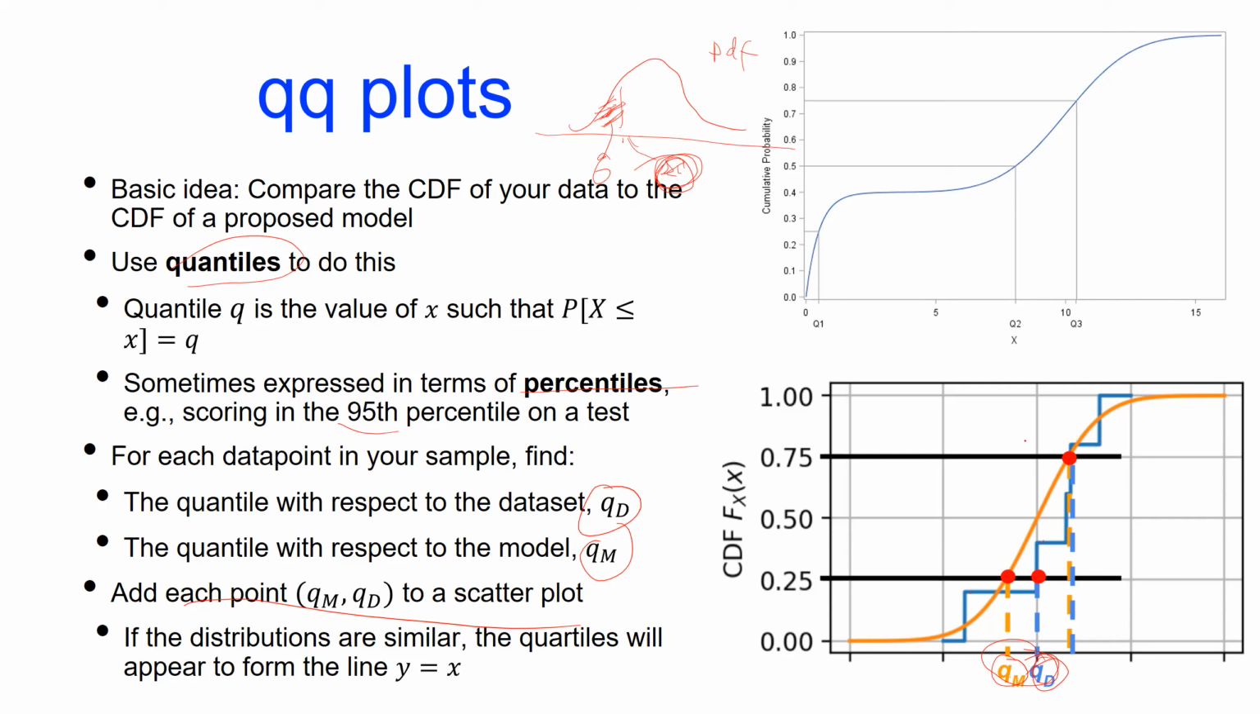Does everybody get this QQ plot concept? Do you need me to explain a little bit more, or are we fine?